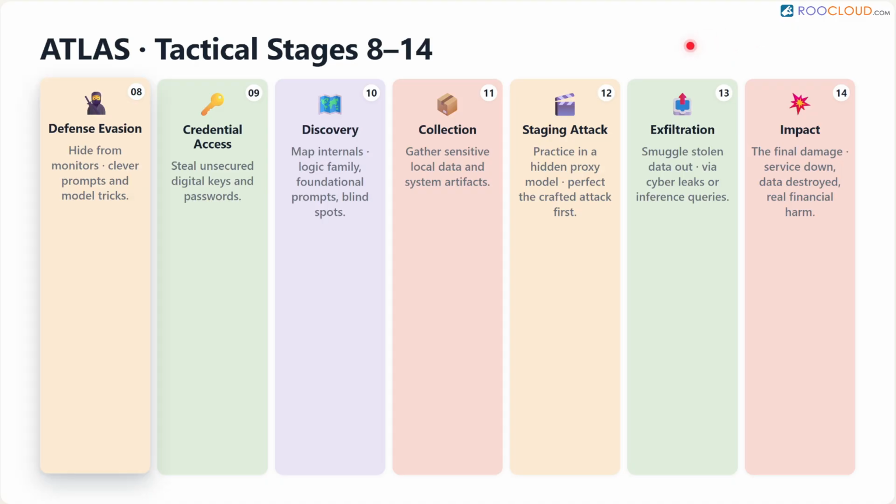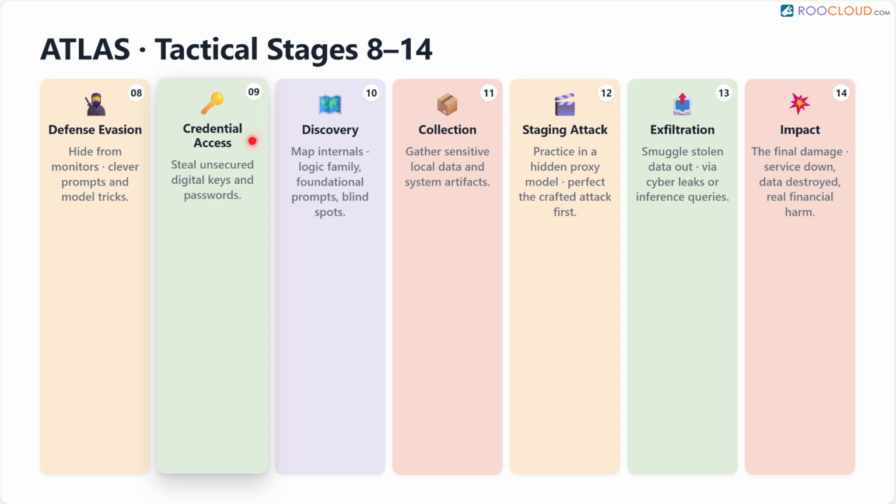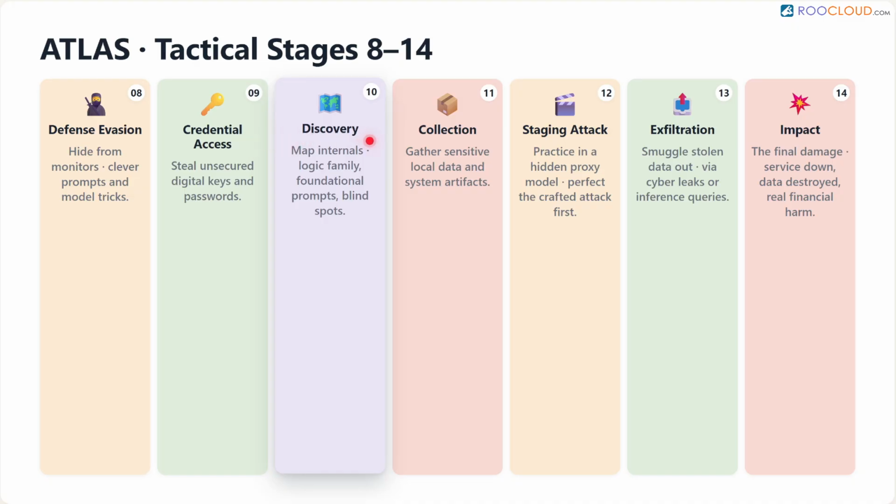Eighth is defense evasion, where the attacker uses clever prompts and model tricks to actively hide their malicious behavior from security monitors. Ninth is credential access, which simply involves hunting down and stealing unsecured digital keys and passwords. 10th is discovery, where the attacker maps out the system's internal brain, figuring out its logic family, extracting its foundational instructions, and studying its hallucinations to find blind spots.